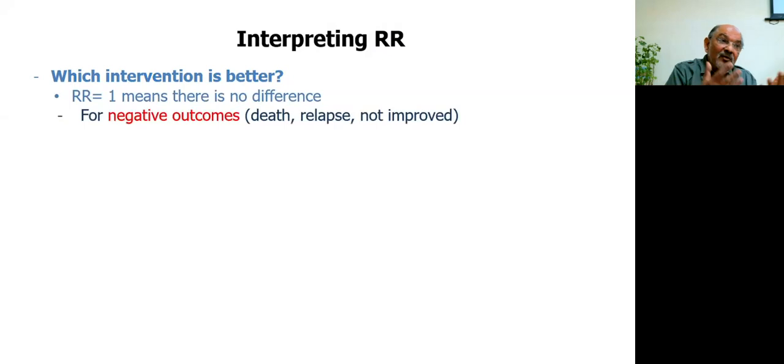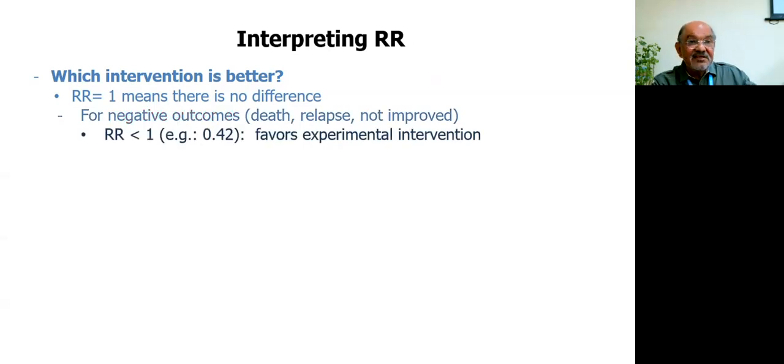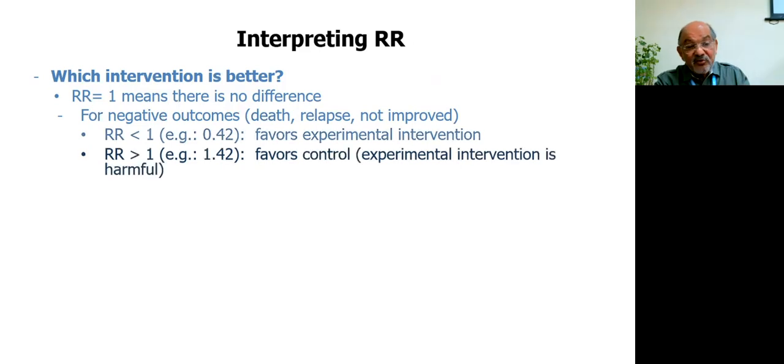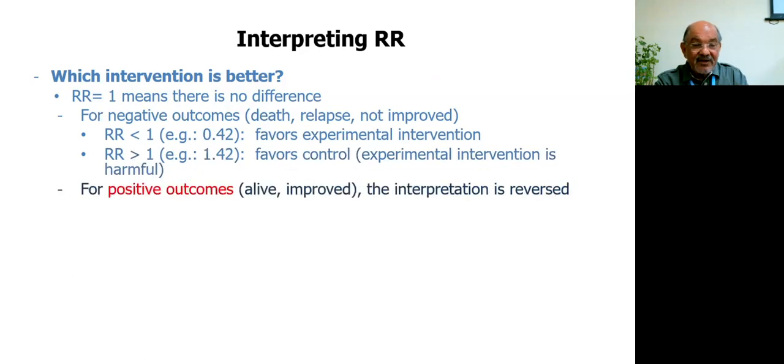Now, when you phrase the outcome in an undesirable manner, negative, like death, relapse, not improved, anything less than 1 favors the intervention. So if you get 0.42, it means steroids are better. And if it's 1.42, it means steroids are harmful, if it's an outcome like death, right? But if you phrase it the other way around, alive or improve, then you reverse the interpretation.